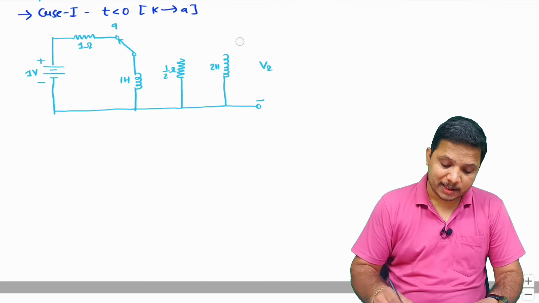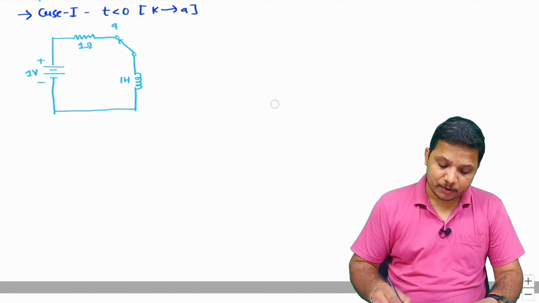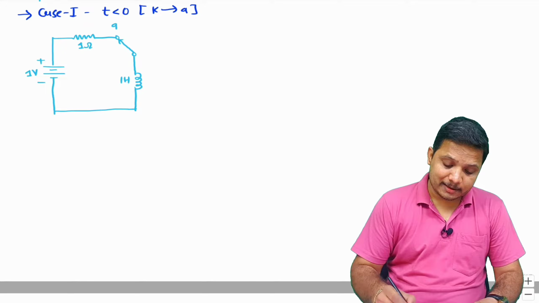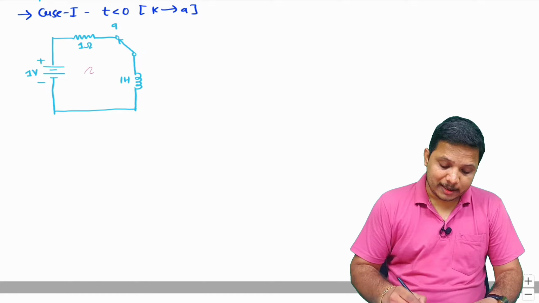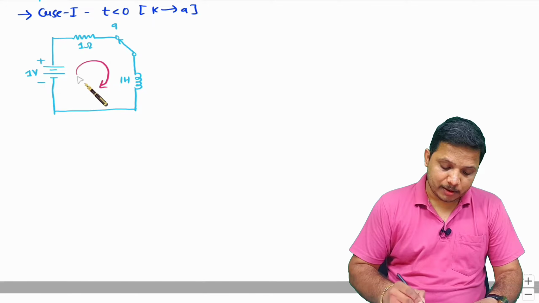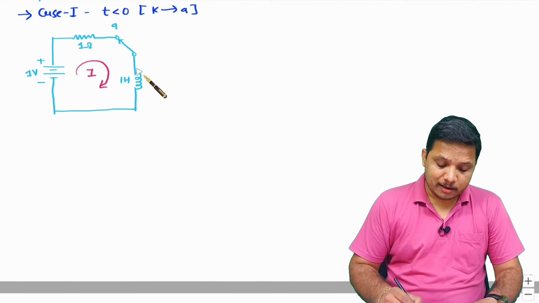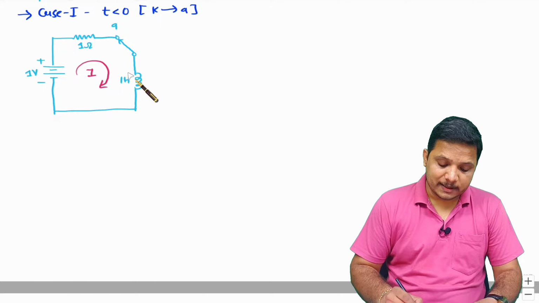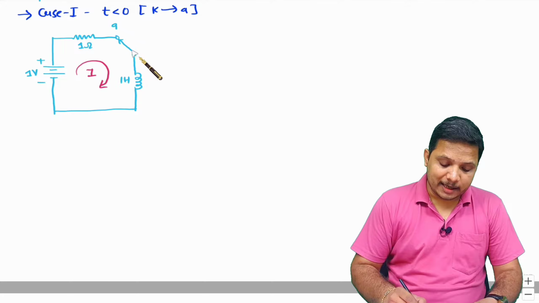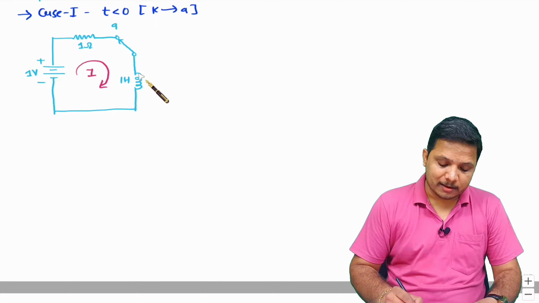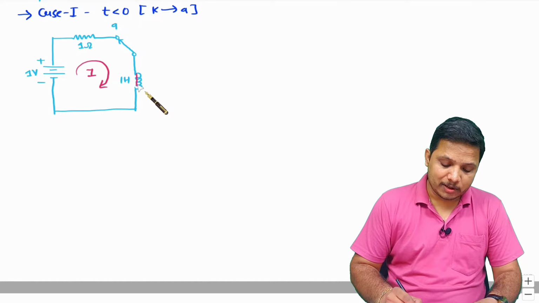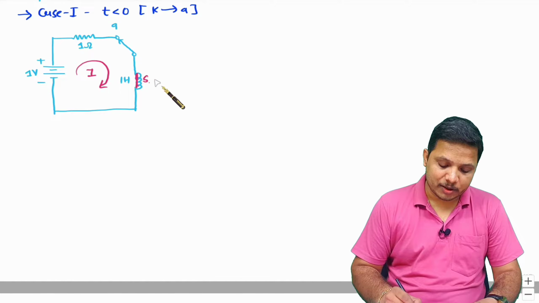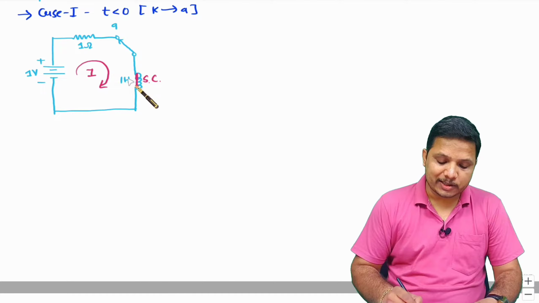So I need to remove this connection first. I am removing it, you see. Let us discuss how much current will flow in this loop. Let us say the current in this loop is I. Now, here we have an inductor. Since this switch is connected at location A for a very long duration, this inductor will act as a short circuit and it will be fully charged.